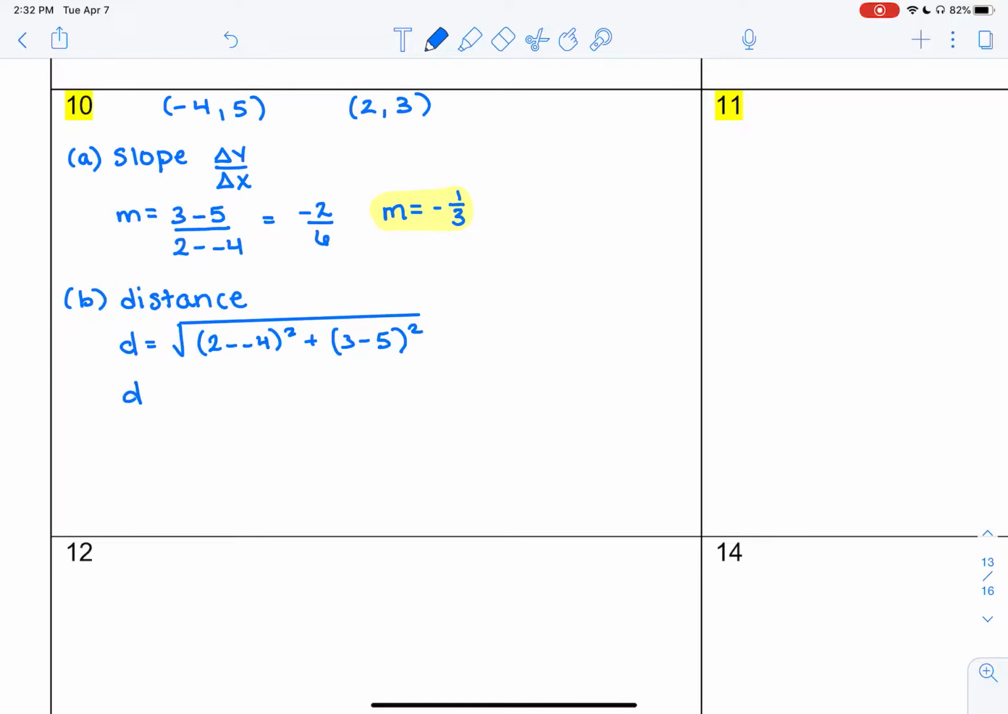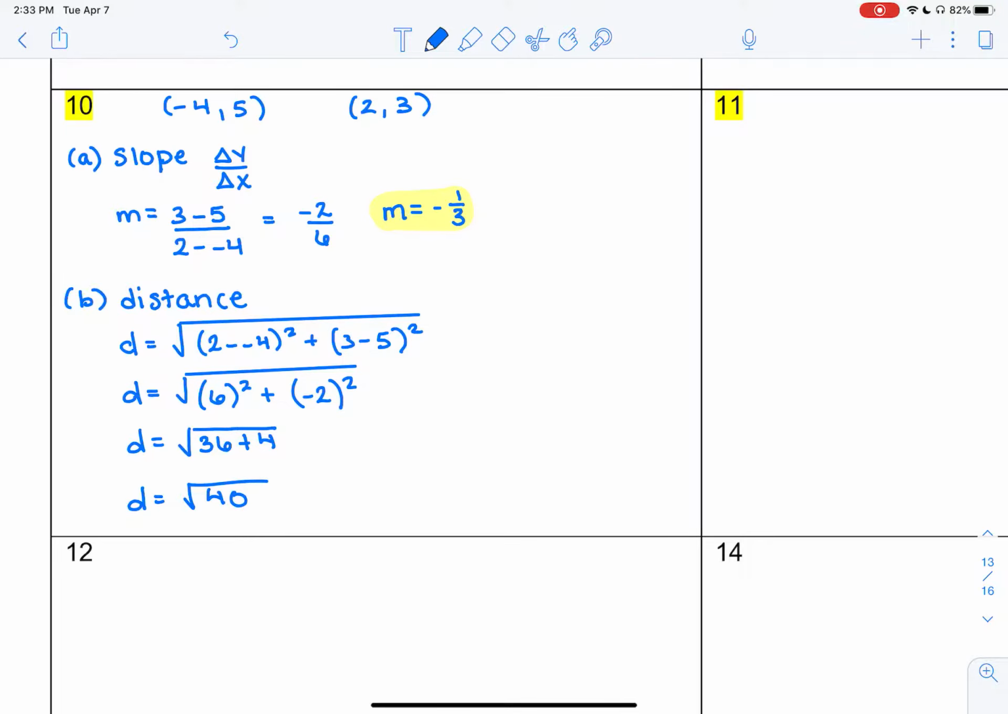Going back to simplify in each of those, parentheses 2 minus a negative 4, that's going to be really adding. So I get 6 squared plus negative 2 squared. And then go back and square each of those. 6 squared is 36. 2 squared is 4. Negative goes away. I get d equals the square root of 40.